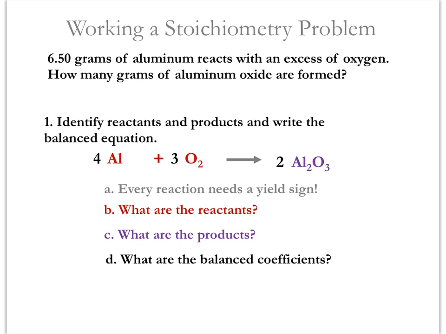So here's a quick example. 6.5 grams of aluminum reacts with an excess of oxygen. How many grams of aluminum oxide are formed? So we have our balanced equation. We have our reactants, and we have our product. Our coefficients are always going to be the smallest whole number coefficients for the equation. Make sure you do that. Most questions will say that: smallest whole number ratio.